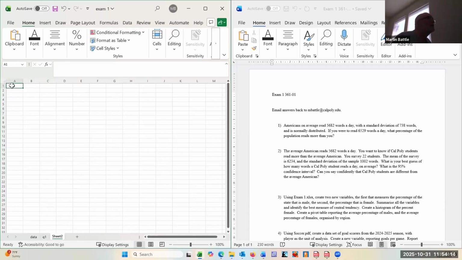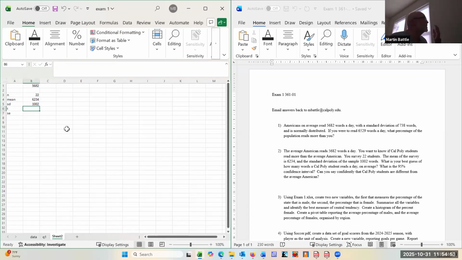Next one is, I know that the Americans on average read 5,682 words per day. I want to know if Cal Poly students read more. So my N is 22. My mean of the sample is 6,234. And my standard deviation is equal to 1,002. So a couple of things I've got to work out. First, I've got to work out the t-score. Then I've got to work out the standard error.